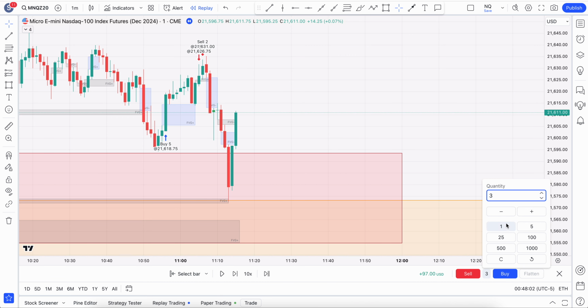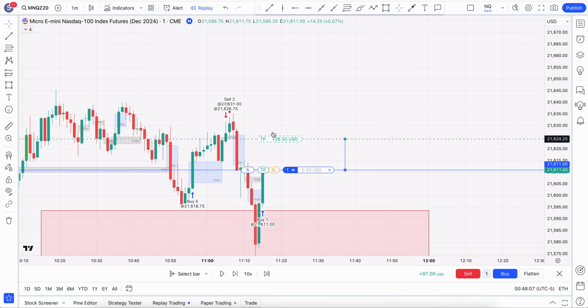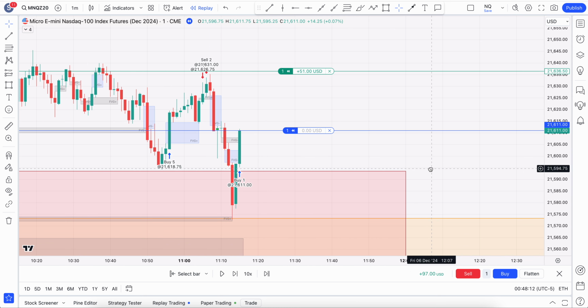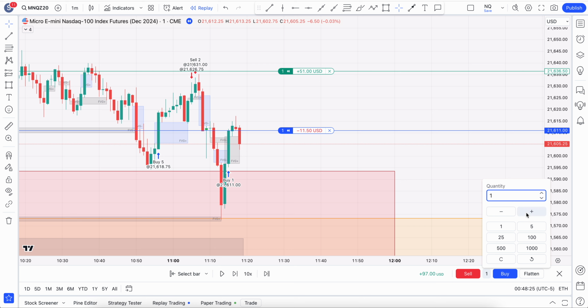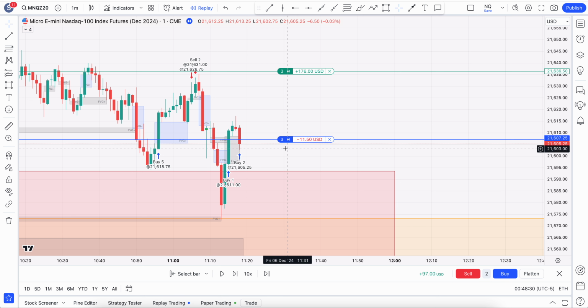So for not missing the entire move, I'm gonna enter with 1 micro, and the take profit, of course, would be somewhere around here, $50. And I wish the price comes back a little bit. So price has come down a little bit, and I'm gonna enter 2 more micros. So in total, I'm entered 3 micros. But if price goes down a little bit more, then I'm gonna enter like 2 more micros.